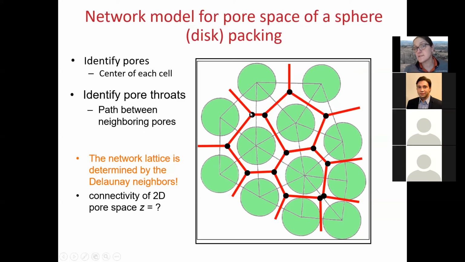And you can find the center of it because you're processing a triangle. It's easy to find the center, and it's right here. And this is your next pore. The connection between them gives you basically a connection where a fluid would go. So you can also see what's called the dual network.